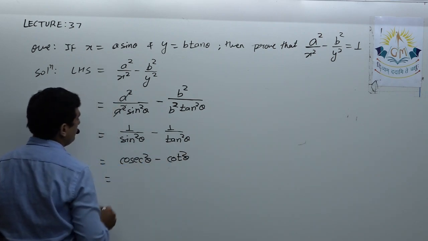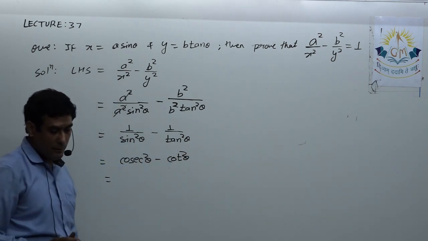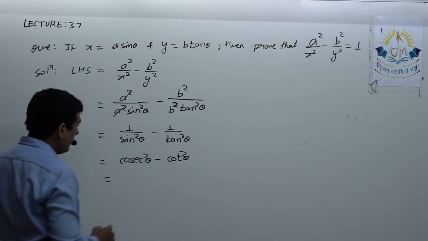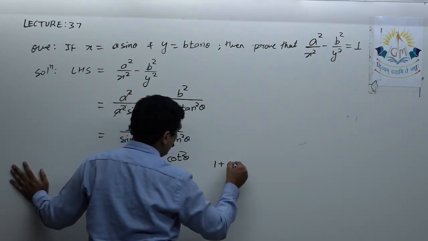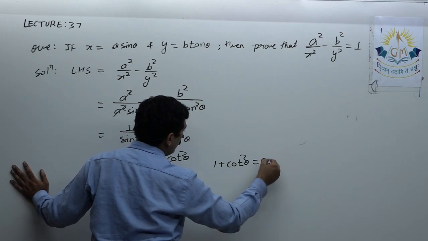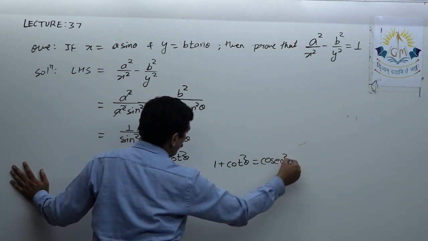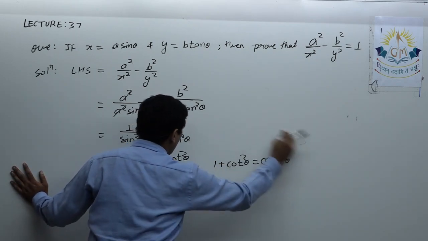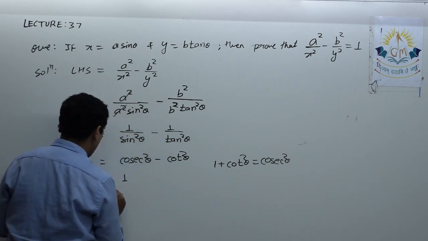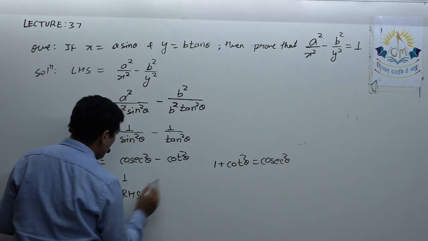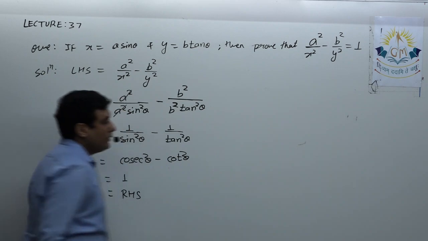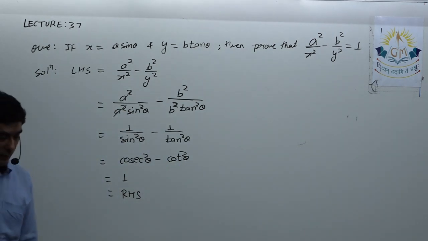directly identity. Okay, this is the identity, we have identity that 1 plus cot square theta is equal to cosec square theta. So obviously, cosec square theta minus cot square theta is equal to 1, that is equal to RHS. So hence proved. So note it down, then we'll see the next question.